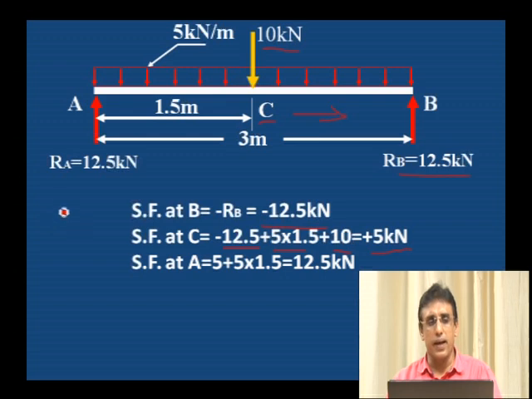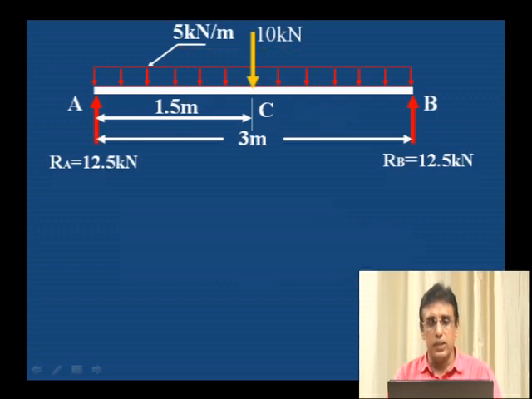Shear force at A is equal to 12.5 kilonewton, which is the value of RA. How is it? 5 kilonewton is the previous value plus the next half, from A to C, where the load of 5 kilonewton per meter is acting for a distance of 1.5 meter. 5 into 1.5, that is 7.5, giving 12.5 kilonewton. This is about the shear force.